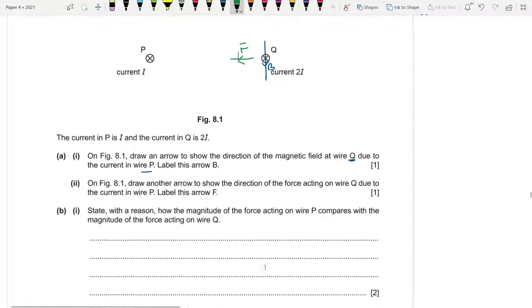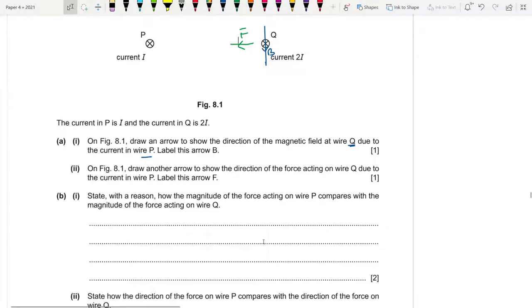State with a reason how the magnitude of the force acting on P compares to the magnitude of force acting on Q. Basically, guys, do you know the formula? The force is BIL, right? So the force depends on the product of both of the currents, the current in Q as well as the current in P, and it's inversely proportional to the distance between them. We don't need to memorize the formula; we will be asked to derive it with given information. But I mainly want to teach you that it depends on the product of the currents, not only one.